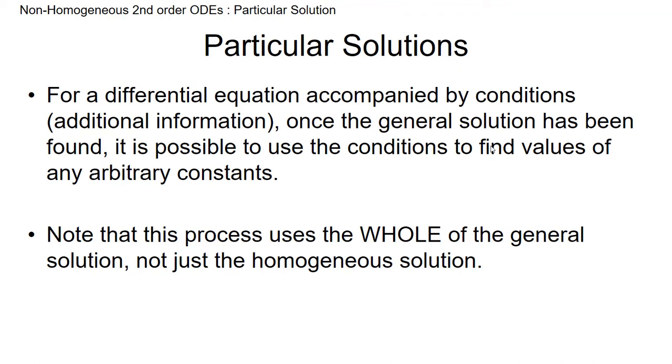One important thing to note, however, is you must use the whole of the general solution to find the constant and therefore the particular solution, not just the homogeneous solution. There's no point in trying to apply the conditions on the basis of the homogeneous solution and then adding in the particular integral. You'd then destroy those conditions that you had created. It is a case of find the whole of the general solution and then apply the whole of the general solution. So let's see some examples.